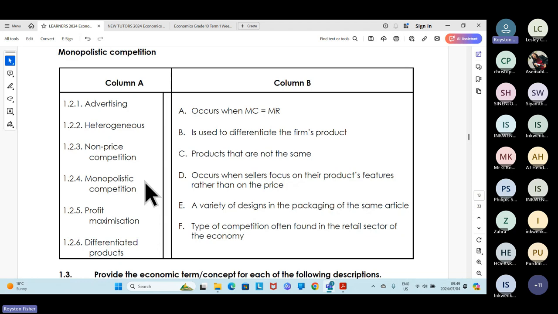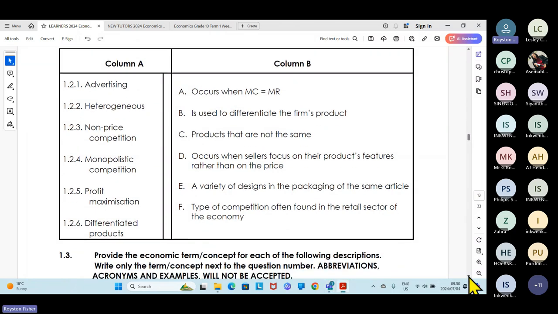1.2.6 differentiated products. So let us look at your answers for 1.2.6. Glacizi says C, products are not the same. The Santa Claus also says C. St. Andrew says E, as well as Vahoy. And that's the only answers that I have so far for 1.2.6. Buren says it's B. Right. So the answer is E, a variety of designs in the packaging of the same article.